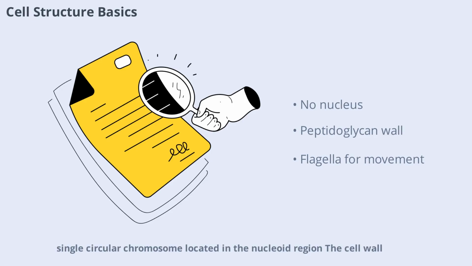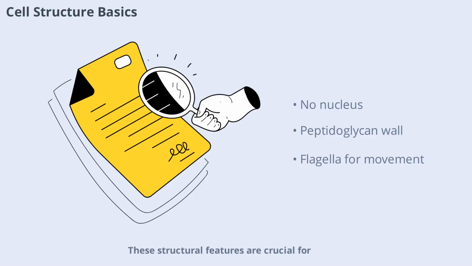The cell wall made of peptidoglycan provides structural support and protection. Some bacteria also have an outer membrane, capsule, or flagella, which help them move and evade immune responses. These structural features are crucial for their survival and adaptability in various environments.